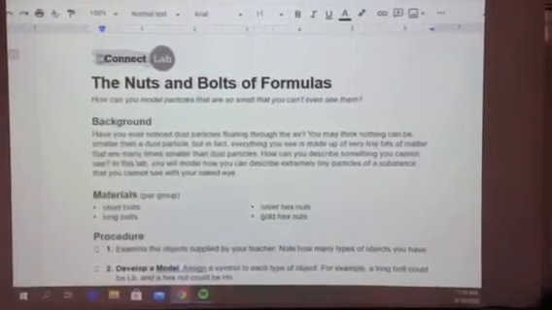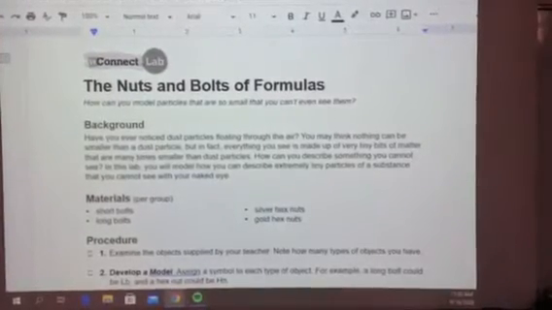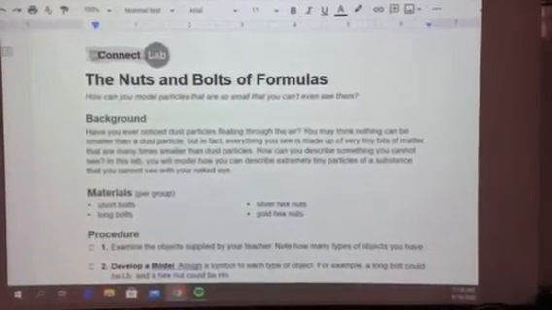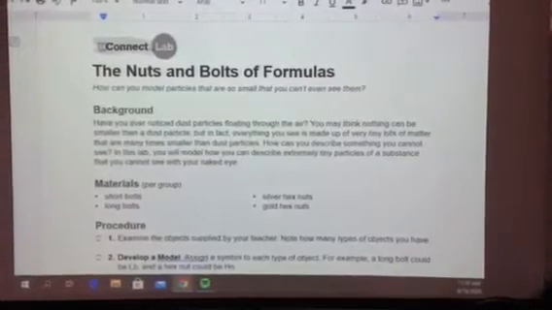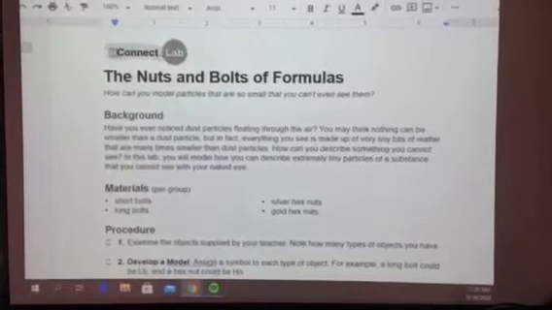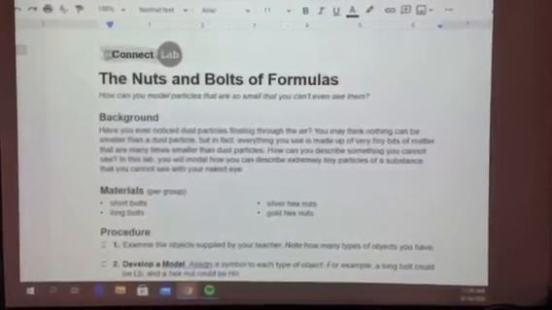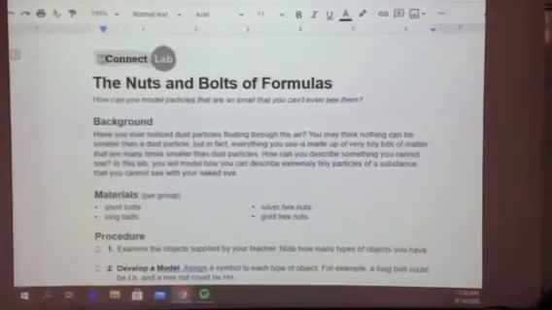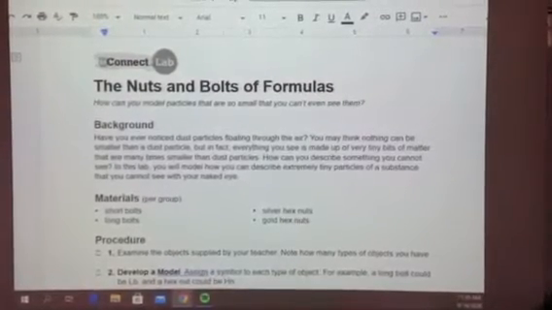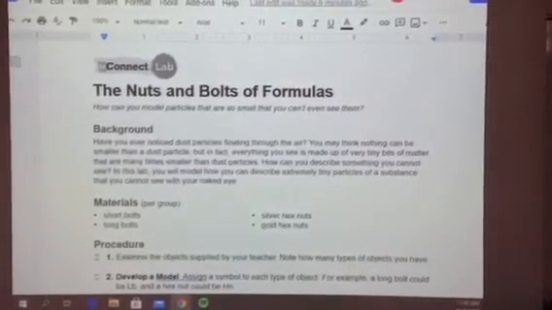In this lab, you will model how you can describe extremely tiny particles of a substance that you cannot see with your naked eye. Now, Miss Williams and I are going to be showing you the procedure of what you are going to be doing with this particular model. We are going to have the materials and we will show you what you need to be observing.